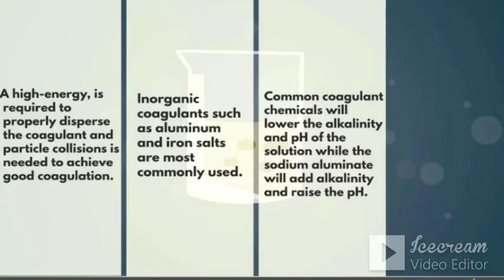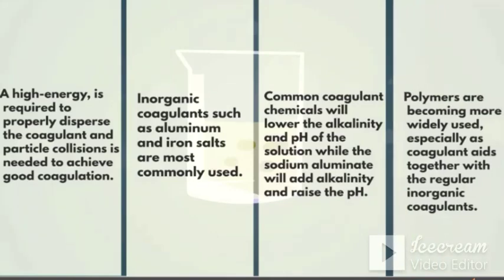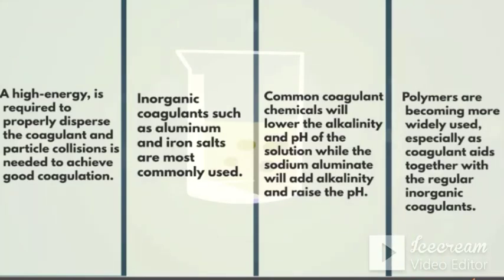Polymers are becoming more widely used, especially as coagulant aids together with the regular inorganic coagulants. Anionic polymers are often used with metal coagulants, and cationic polymers may be used alone or in combination with the aluminium. Now let's look at flocculation following coagulation.